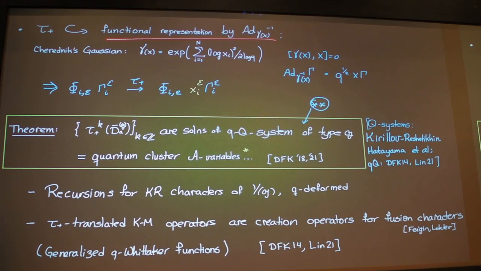Tau plus acts on the functional representation of the spherical DAHA by the adjoint action of gamma of x inverse, where gamma of x is the Gaussian. So gamma of x is the exponential of the log of x squared over 2 log of q. This is a very nice operator. Maybe you're not used to it. It's very simple how it acts on the functional representation. It acts on x by commuting it. This is just a function of x. It's not an element in the spherical DAHA, but it acts on the spherical DAHA. It's in some completion of the spherical DAHA. Obviously, this commutes with x. It doesn't do anything to x, but the Q difference operator in x it doesn't commute with. But it doesn't badly not commute with it. What it does is it takes the Q difference operator in x and multiplies it by x, essentially.